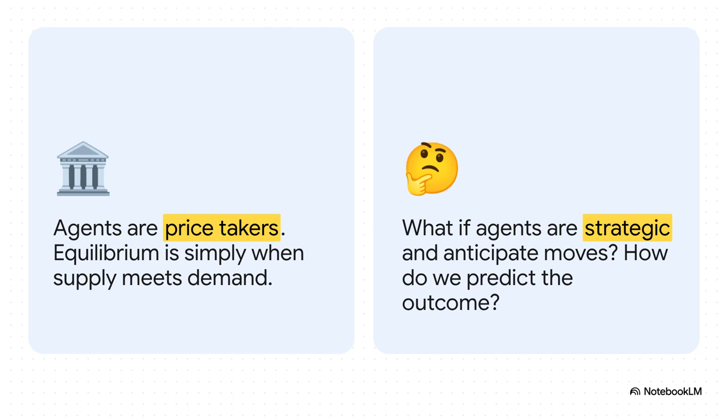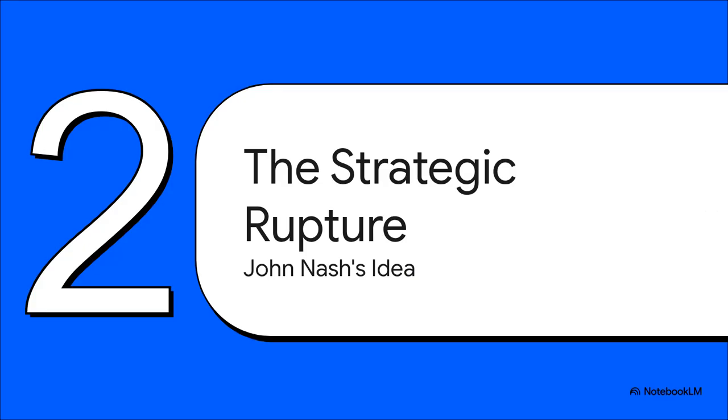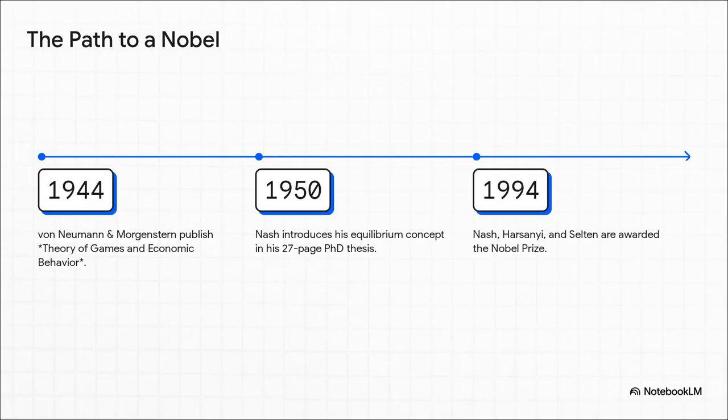What happens when we're actually strategic, when we're trying to outguess each other's moves? All of a sudden, that simple supply and demand model just doesn't cut it anymore. And this is the moment everything changes. This is the intellectual rupture we're talking about. A brilliant young mathematician, John Nash, steps onto the stage and gives us the very tool we needed to answer that massive, game-changing question. Now, to be fair, he wasn't starting from scratch.